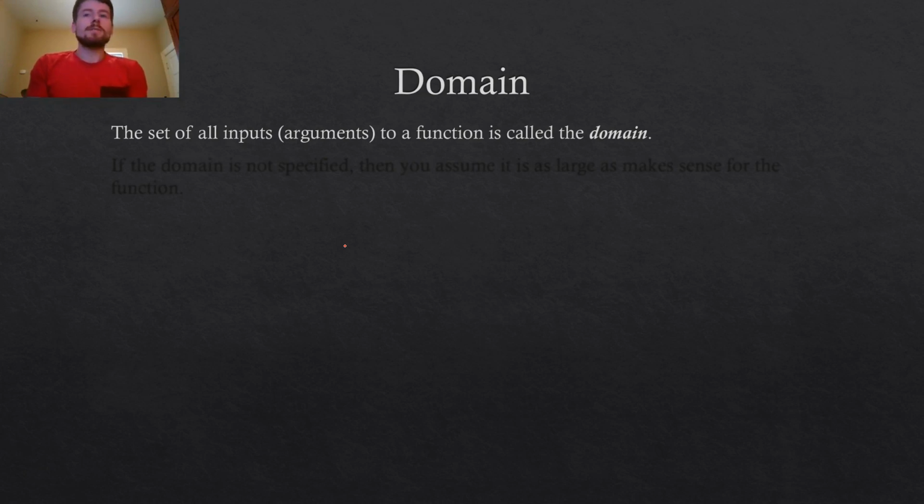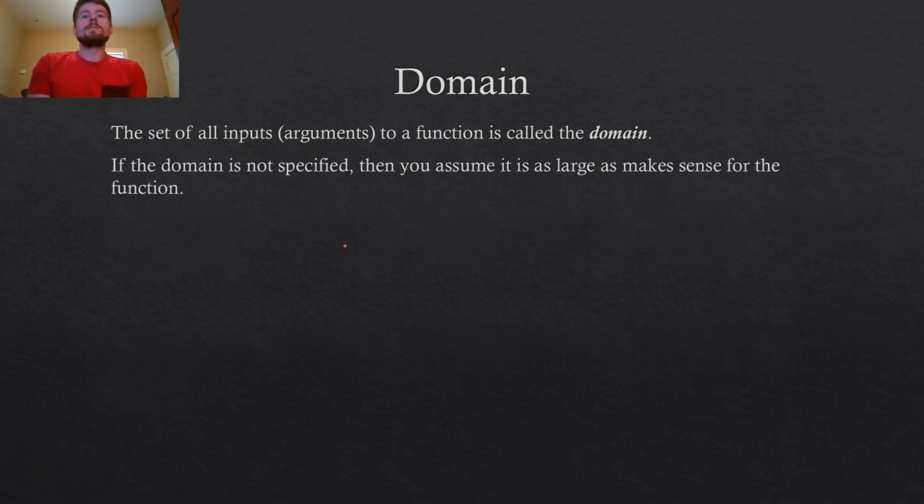All right. So let's talk about the domain, and that's all the possible inputs. Another word that people use for the inputs is arguments. So I might use input or argument interchangeably. What's the function's argument? That's what you plug in. So if you don't specify what the domain is, you're going to assume that it's as large as it can be for that function. All right? So let's look at a couple of examples.